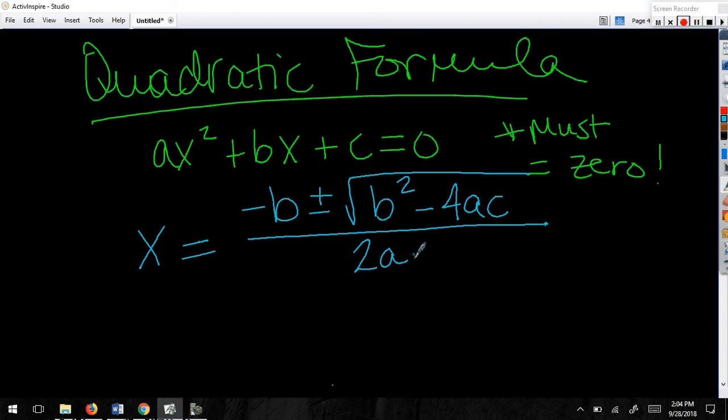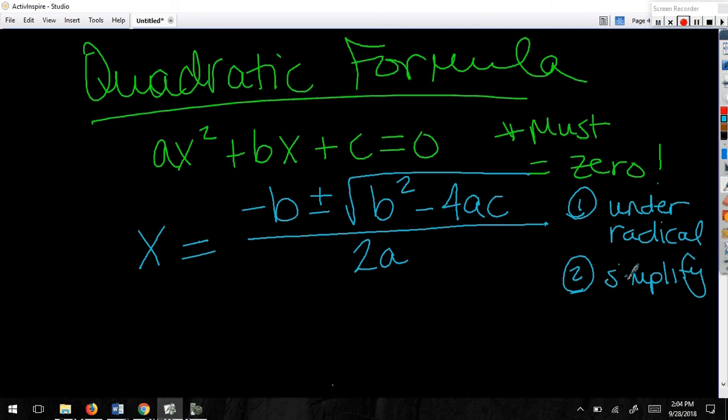Okay? The hardest part about this is going in the right order when you simplify it. So the order you need to go in is under the radical first. Then you're going to simplify the radical. Remember how we talked about simplifying radicals where we took a perfect square out? Yes, Miss McGee. And then from there we can simplify the fraction, the whole fraction. So be very careful as you go through.